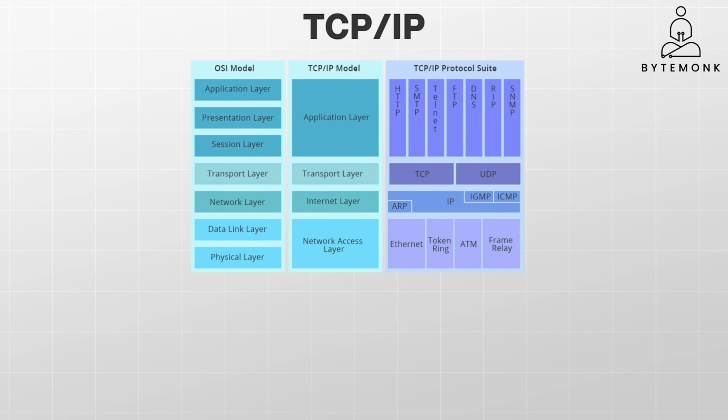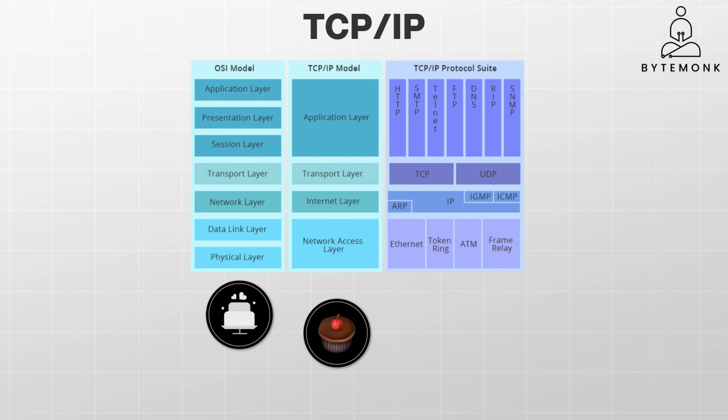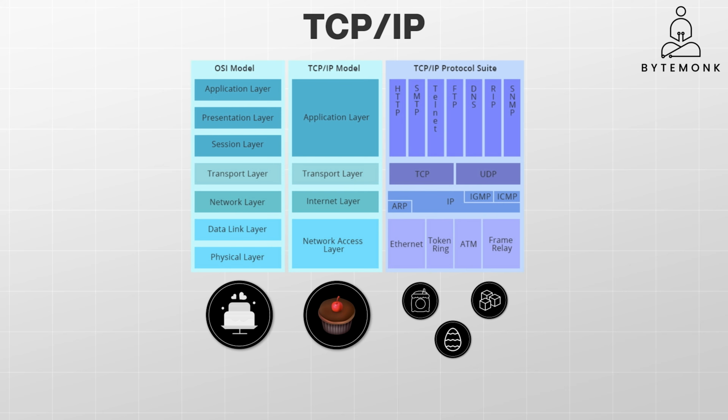Basically, the OSI model is the recipe for how to bake any kind of cake, whereas the TCP/IP model is a specific recipe for how to bake a chocolate cake. The TCP/IP protocol suite consists of the ingredients such as flour, sugars, eggs, TCP, IP, etc., and tools such as measuring cups, oven to make the chocolate cake.